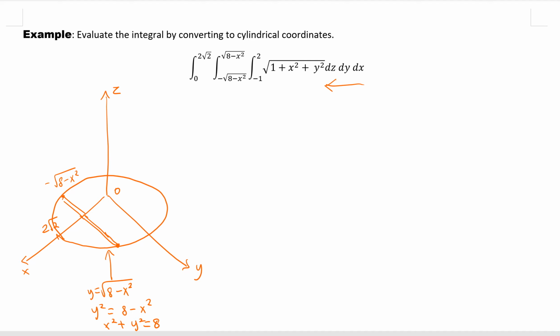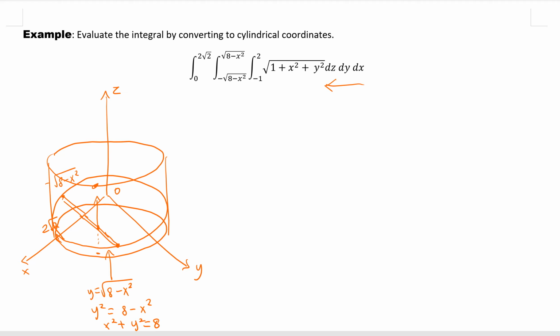And then on any point on this circle, we can go parallel to the z direction. Then we have -1 to 2. So -1 is down there. -1 to 2, 2 is here. So you can imagine this is a cylinder. So far, so good, everybody.